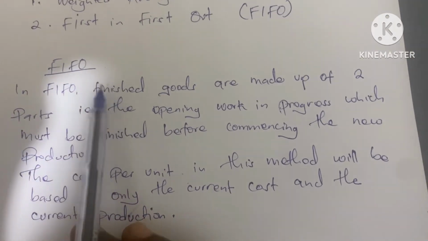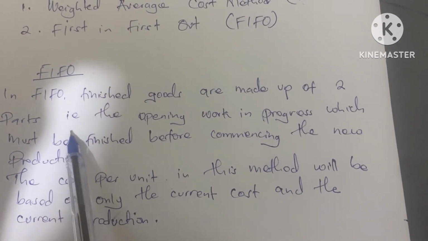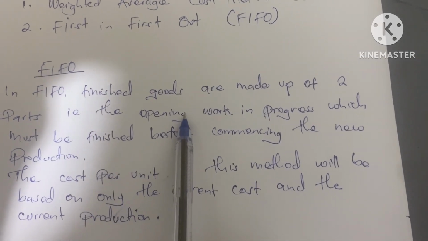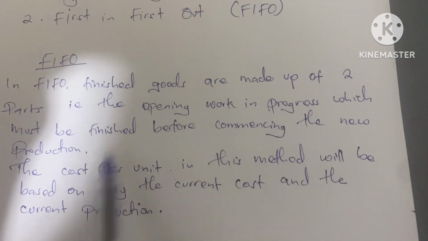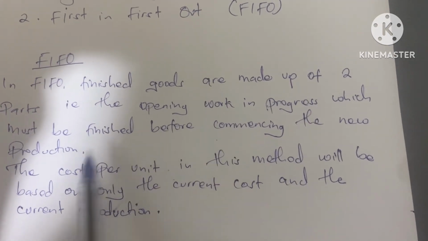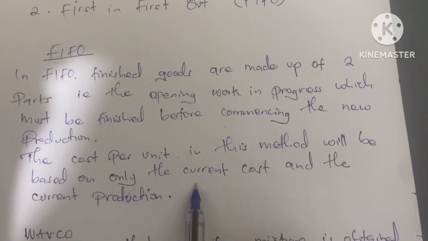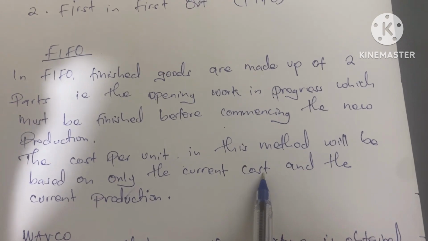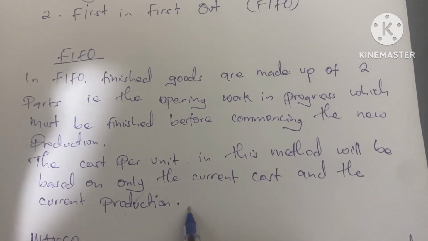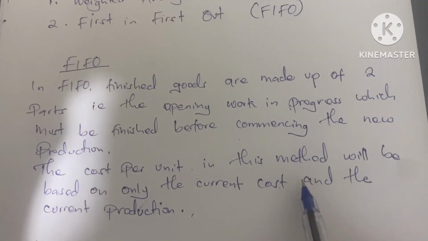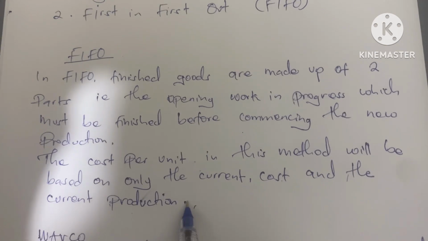In FIFO, finished goods are made up of two parts. We have the opening work in progress, which must be finished before commencing the new production. Then the cost per unit in this method will be based on the current cost and the current production. We shall look at that in practical, but the cost per unit will be based on the current cost and the current production.